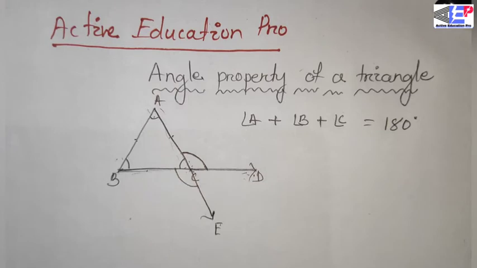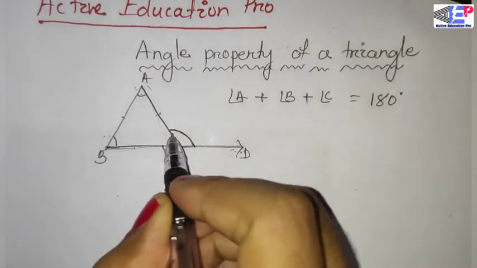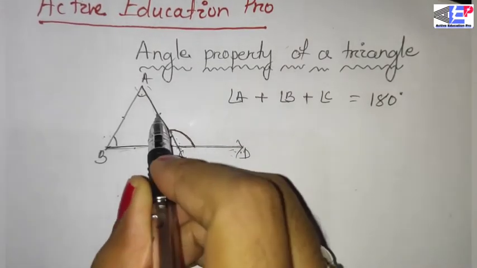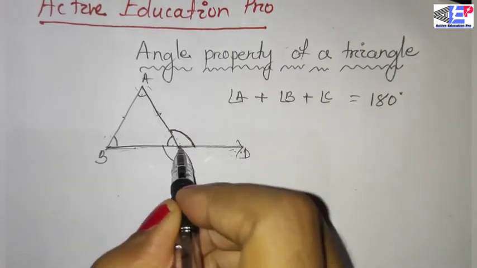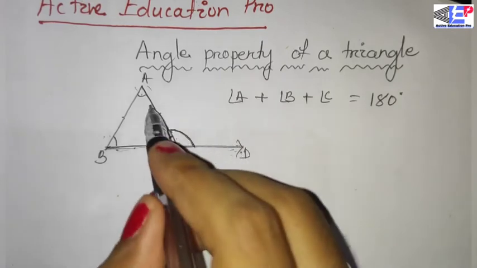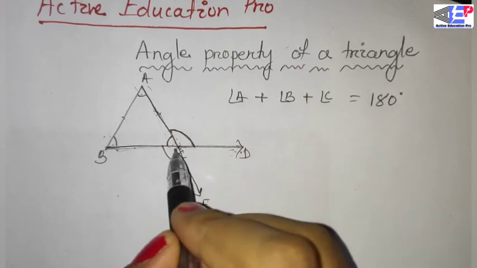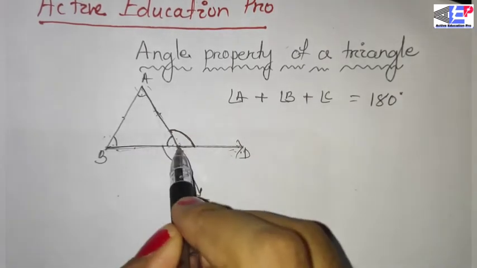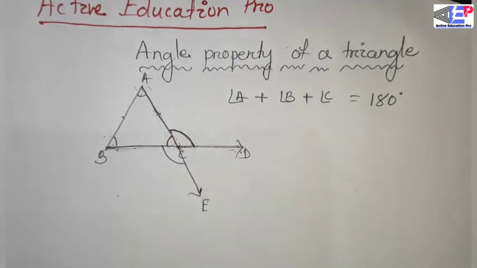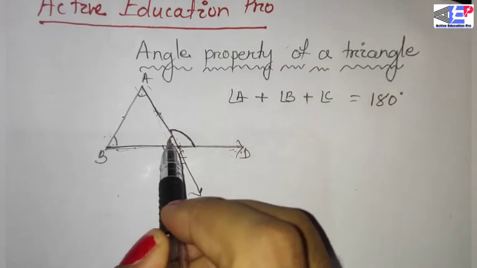There is another property related to the exterior angle. Here this is the exterior angle, and this is the adjacent angle. You know adjacent angle: adjacent means there is a common arm and a common vertex. Here ACB and ACD are both adjacent angles, because C is the common vertex and AC is the common arm. So it is the interior adjacent angle.